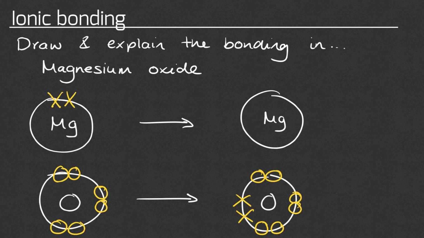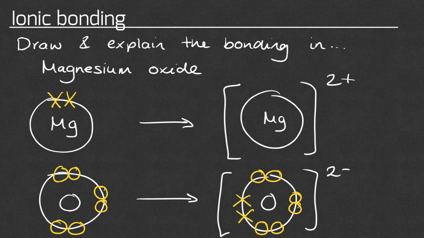We'll draw our after picture to show that, making sure our electrons are dots and crosses, so we can see that these 2 electrons here must have originally come from the magnesium. And we'll then draw our charges on. So oxygen has gained 2 electrons, so it's gained 2 negative charges, so its charge will be 2-. Magnesium has lost 2 electrons, so lost 2 negative charges, so its charge will be 2+.